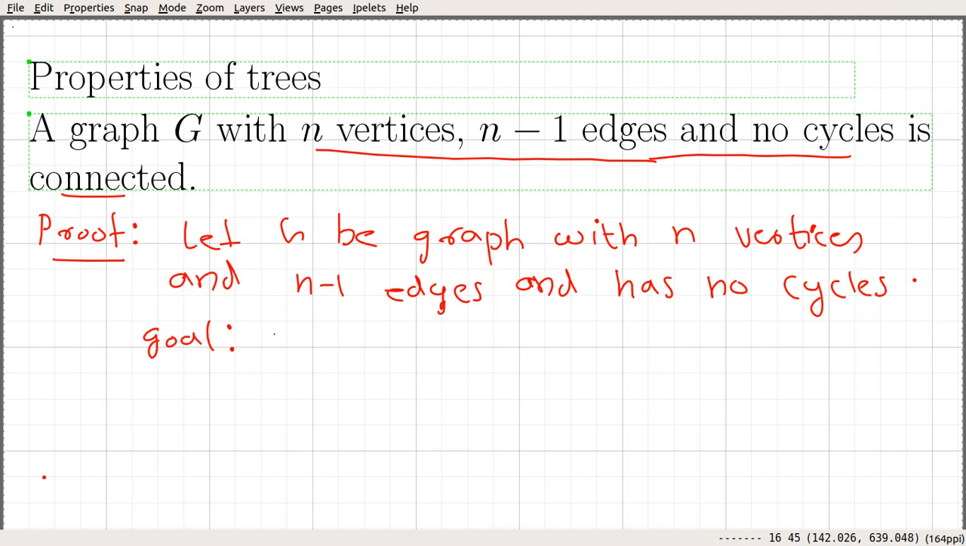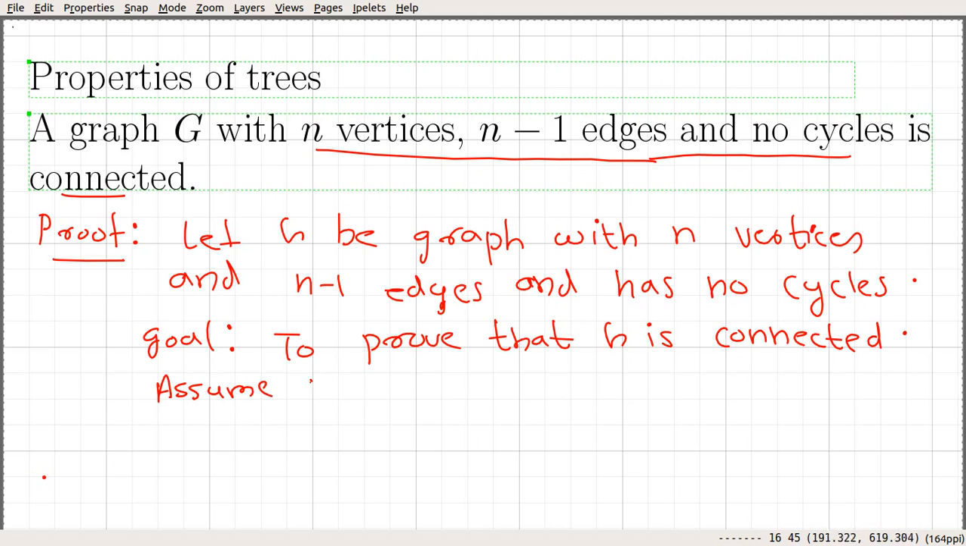So our goal is to prove that G is connected. We are going to prove this by contradiction. So for the sake of getting a contradiction, we assume that G is disconnected. We will go through some argument and reach a contradiction, and that says our assumption is wrong. So assume that G is disconnected.